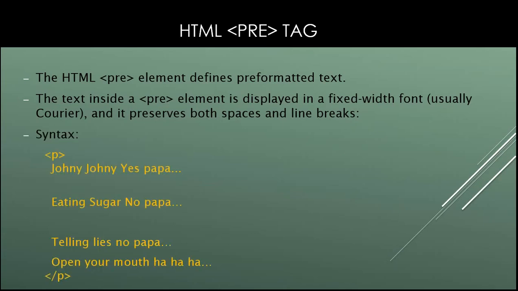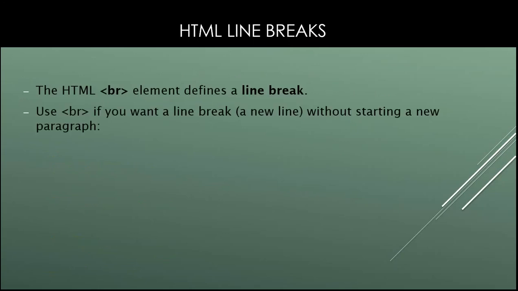If we write the same rhyme using just the p tag, then the extra lines and spaces will be removed. Instead of using a p tag, if we use the pre tag, then it preserves the extra lines and empty spaces. We have already seen the example for the pre tag in our last session. And today let us see how we can add line breaks in a paragraph.